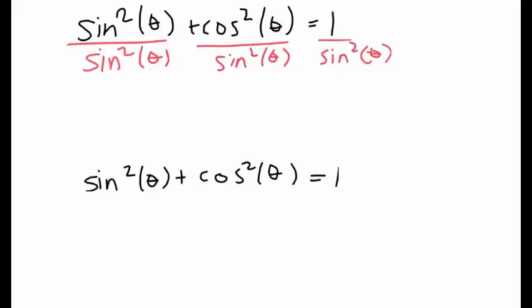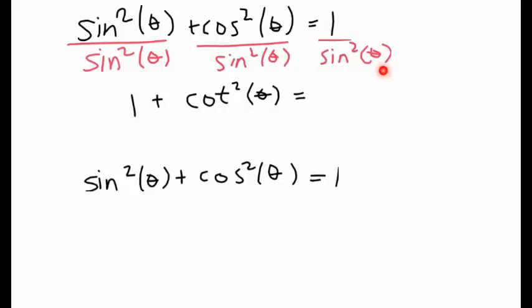And let's take a look at what we have. Here, sine squared theta divided by sine squared theta is equal to 1. Here we have cosine squared theta divided by sine squared theta. We saw this to be the cotangent function, so this is going to be cotangent squared of theta.